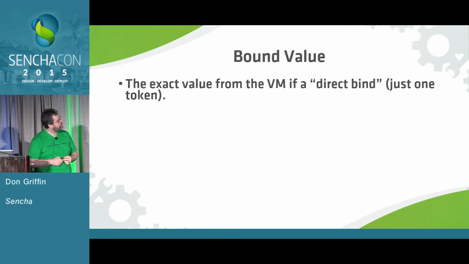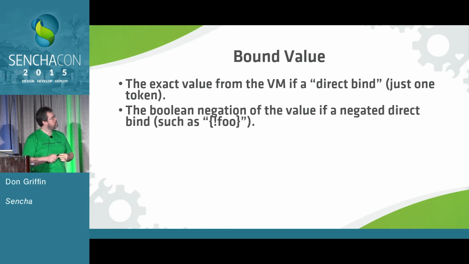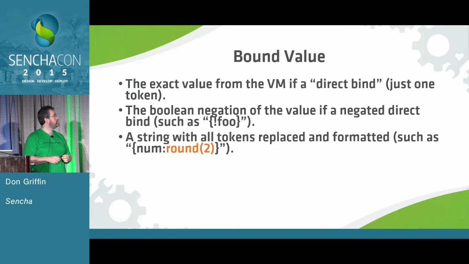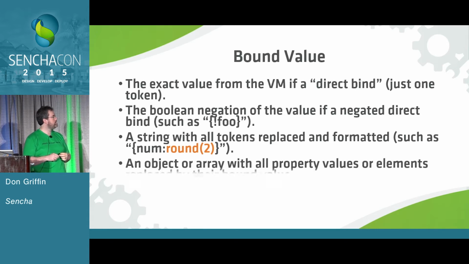So the bound value, again, as I mentioned, if you have just the one token, that's going to be the exact value from the view model, and that's important. The object identity is preserved. It's a record. It's going to be that record instance, not anything else. If you put a negation, it's a Boolean negation of whatever the rest of the token was. All of these will be replaced, whether in the value of an object or in an element of an array. They'll all be replaced by their values.